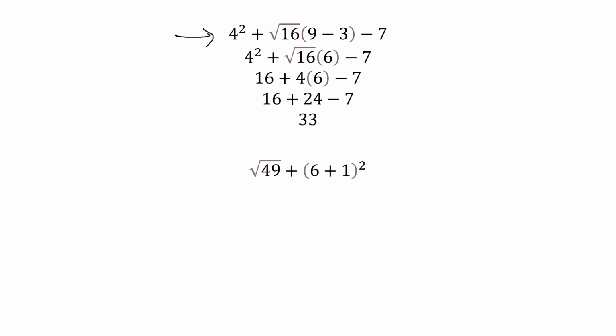Next example, square root of 49 plus yada yada yada. So step 1, parentheses, we have to solve that 6 plus 1 first. And I went ahead and did my radical along at the same time. Square root of 49 is 7. Why? Because 7 times 7 is 49. 7 squared is 49. 7 plus 49 is 56. So just take these one step at a time. Let's do a few more.